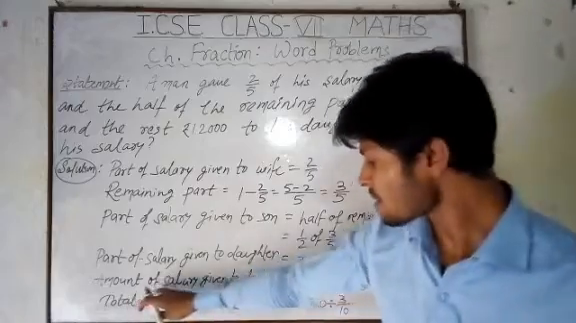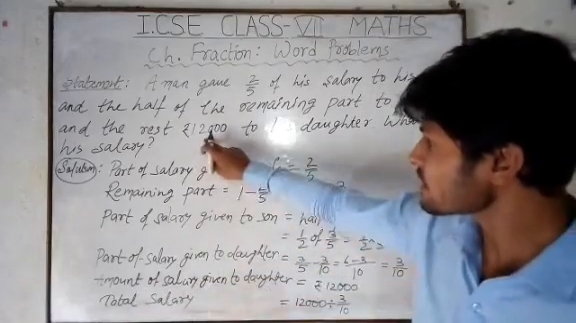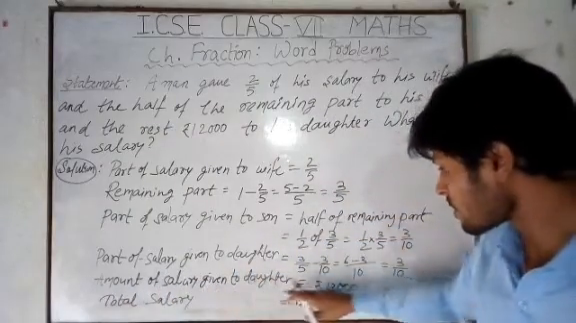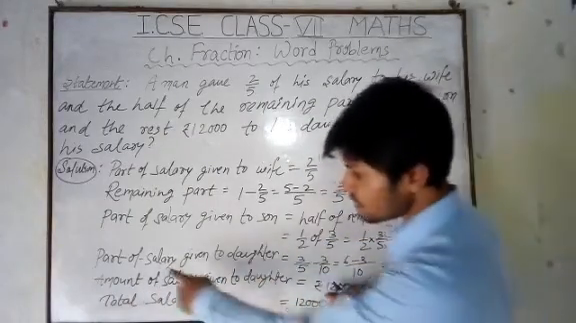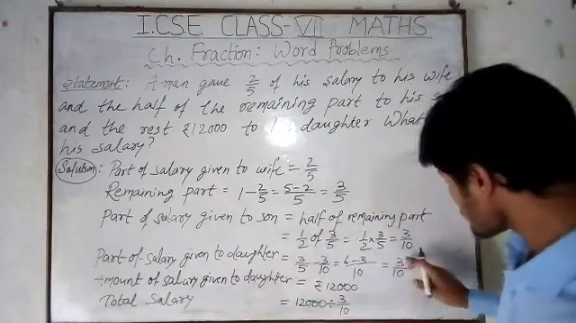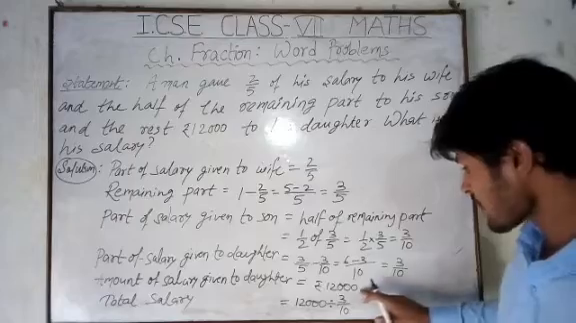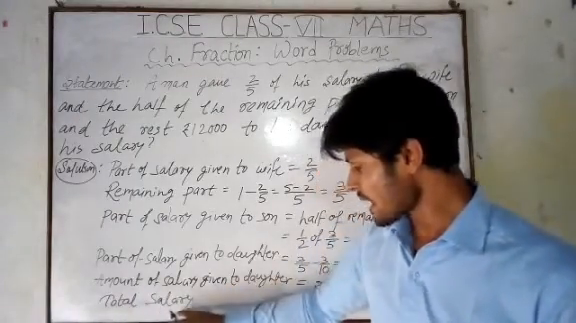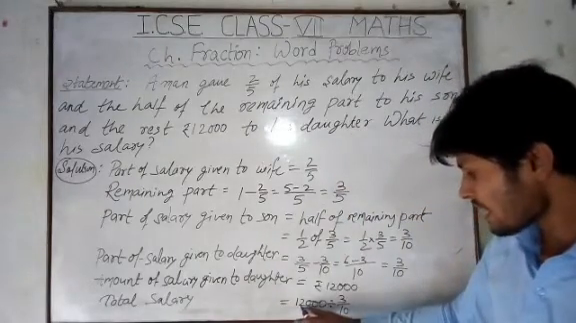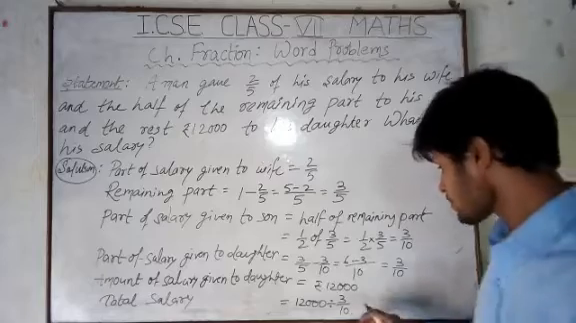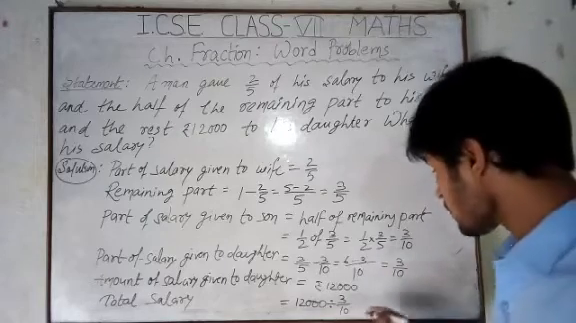Now see, the amount of salary given to the daughter is given in the question, which is 12,000. So I have written here that the amount of salary given to the daughter is 12,000. Now we know that the part of salary given to the daughter in fraction is 3 by 10. So we have the fraction, we have the amount. So as we know, total salary can be calculated by dividing those 12,000 by the part, that is the fraction.